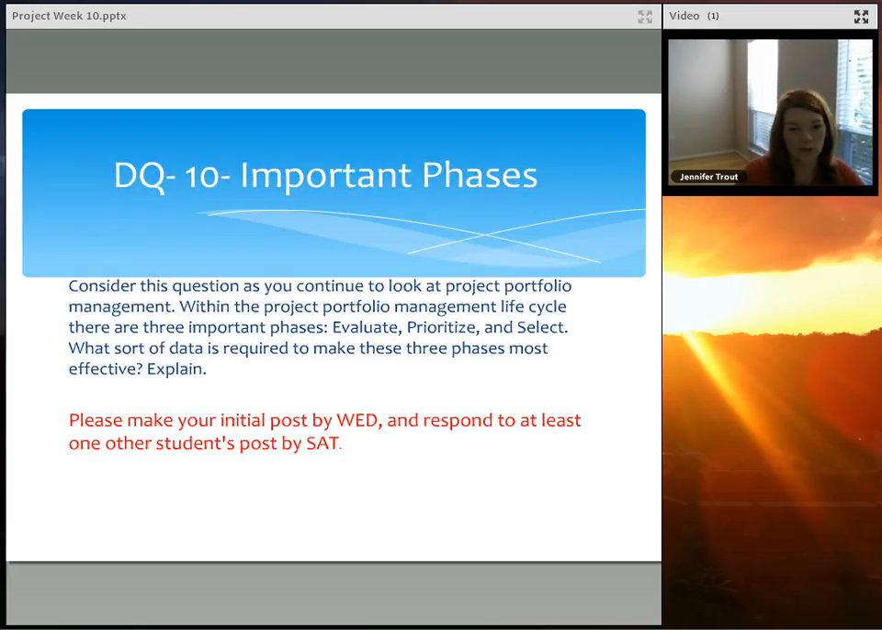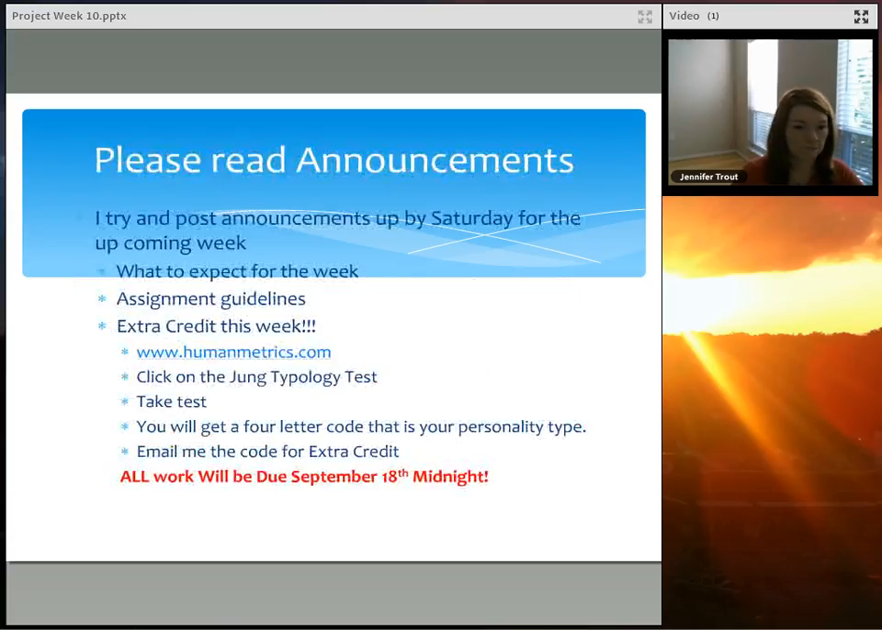So discussion question 10 for this week is important phases. Consider the question as you continue to look at project portfolio management. Within the project portfolio cycle, there are 3 important phases: evaluate, prioritize, and select. What sort of data is required to make these 3 phases most effective? Why or why not? Explain your answer. Initial post Wednesday, final post Saturday.